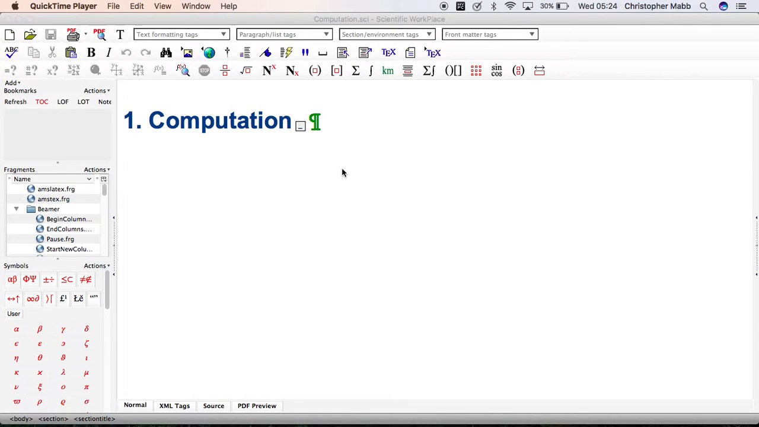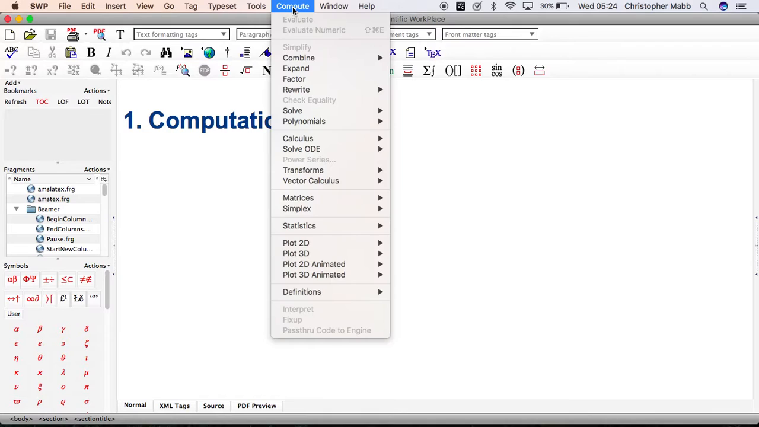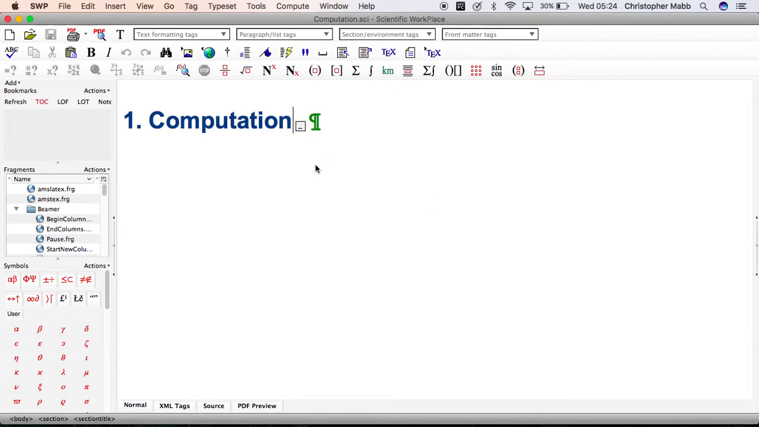Welcome to this short demo on the computation capabilities of Scientific Workplace. Please watch this in conjunction with the demo on the Scientific Word page available from the Products tab. Scientific Workplace will do everything that Scientific Word does, but has the additional functionality on this compute menu here. So let's look at some of those functions now.